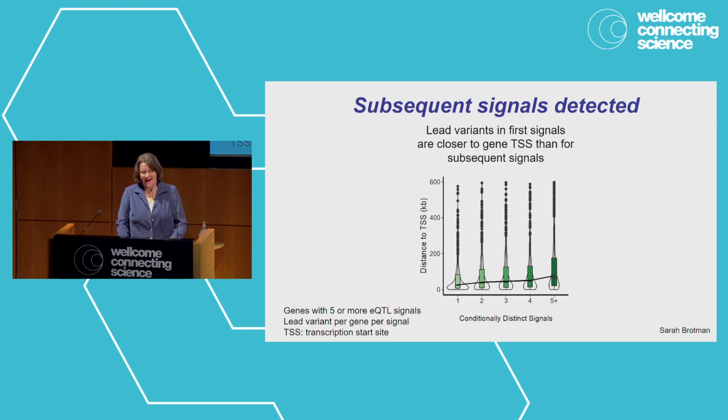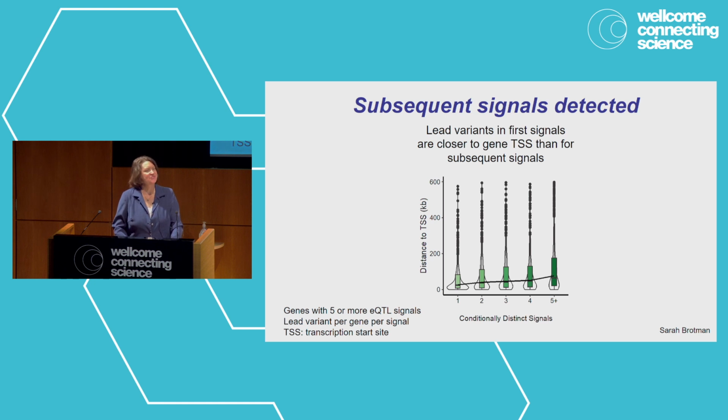What we see is that on average, the first signal is close to the promoter. The second signal, third signal, they are located further and further on average away from the promoter. So there's a lot of promoter bias in a small eQTL study. You're tending to find those promoter signals first and then later can identify the signals that are located further away.